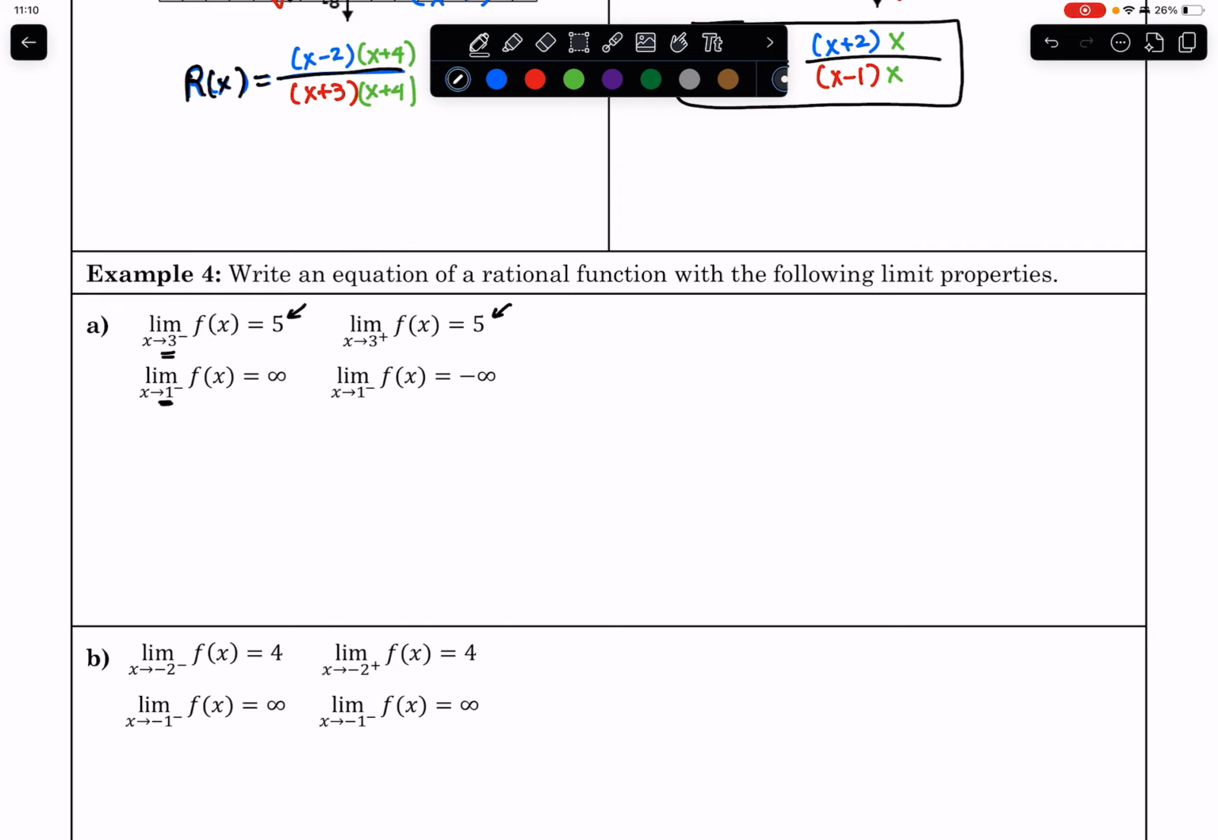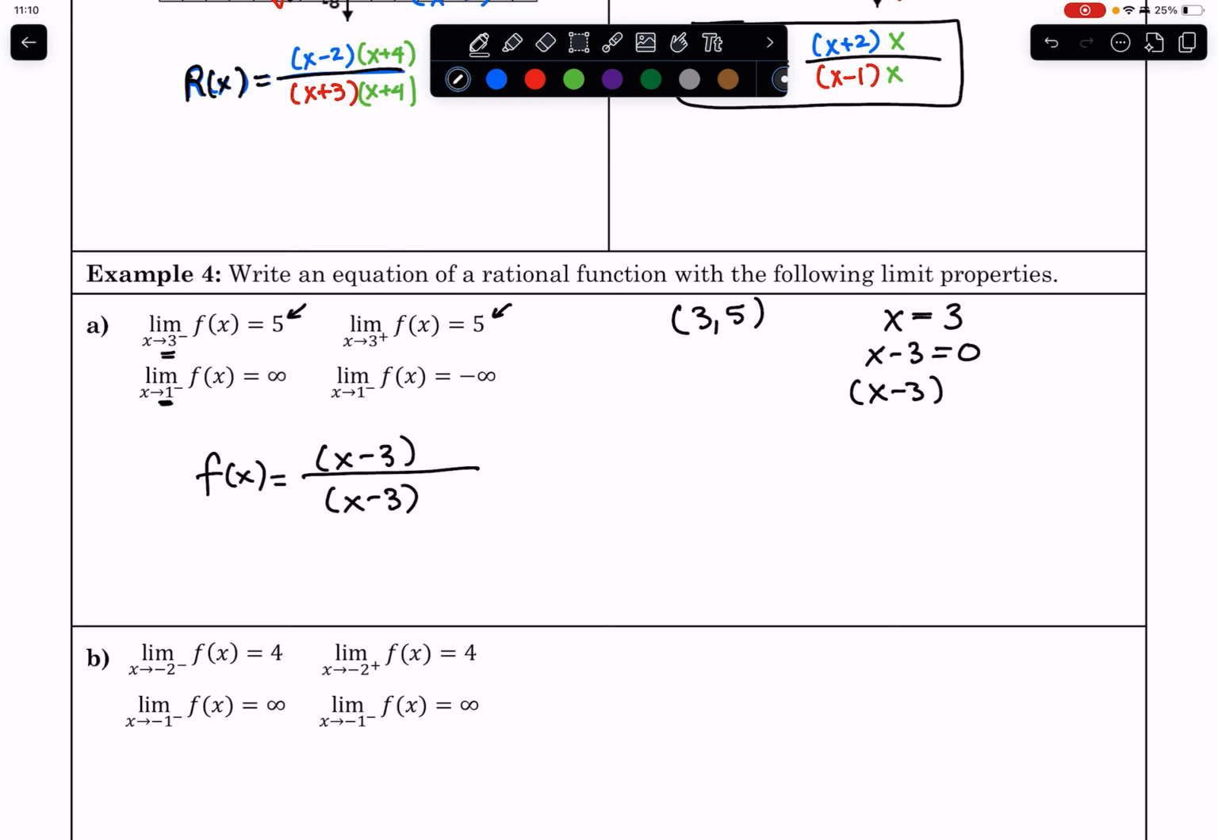So right here, as x approaches 3 from the left side and from the right side, my answer is 5. That means we have the point (3, 5). So this is a hole. This is simply telling me the coordinate of a hole. To have a hole, I need x to equal 3 because that's where we're approaching, which means x minus 3 would be set equal to 0, so our factor would be x minus 3. So we have to have an x minus 3 in the numerator and an x minus 3 in the denominator in order to have a hole.